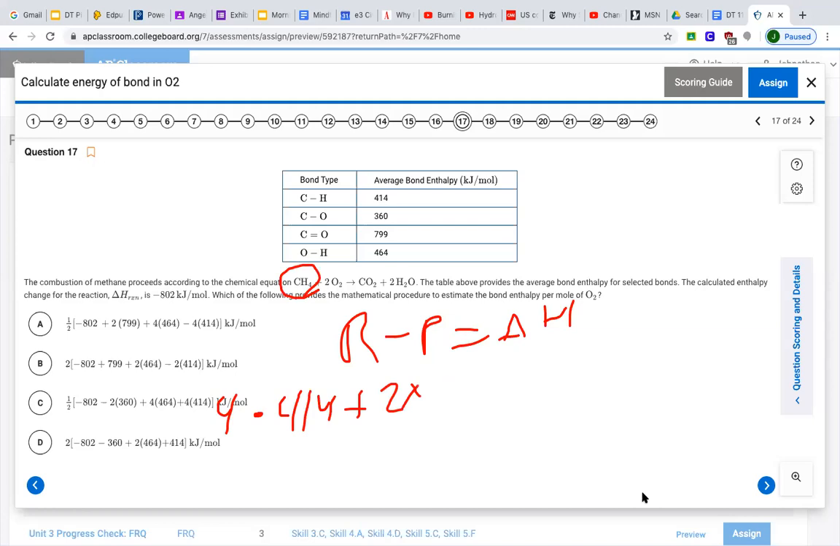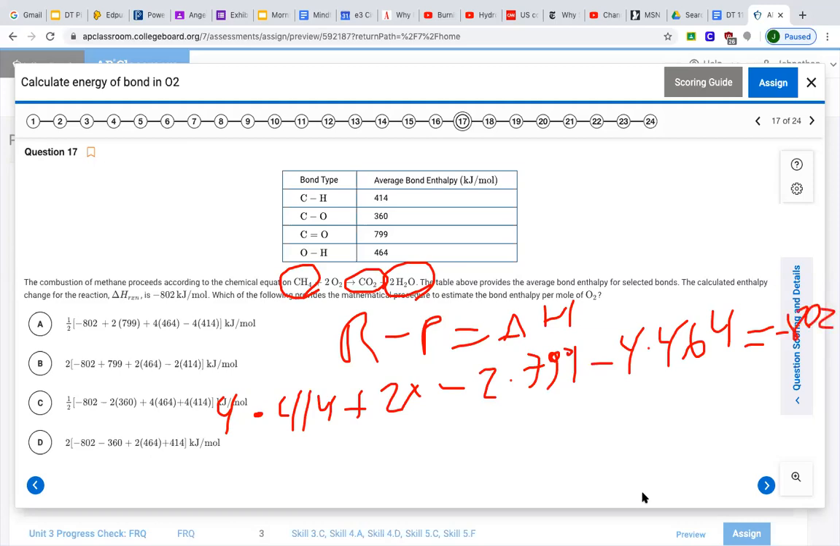Minus now, because we're going to subtract the product bond enthalpies. So minus, you've got CO2, so that's 2 CO double bonds. So you've got minus 2 times 799, and you've also got minus 2 H2O, so you actually got 4 OH bonds. So 4 times 464, okay, equals negative 802. And of course, that's kilojoules.